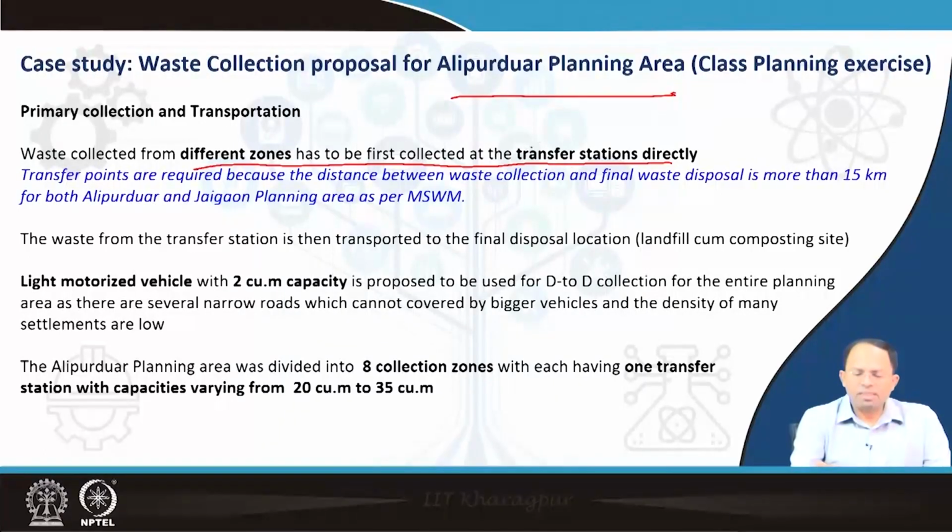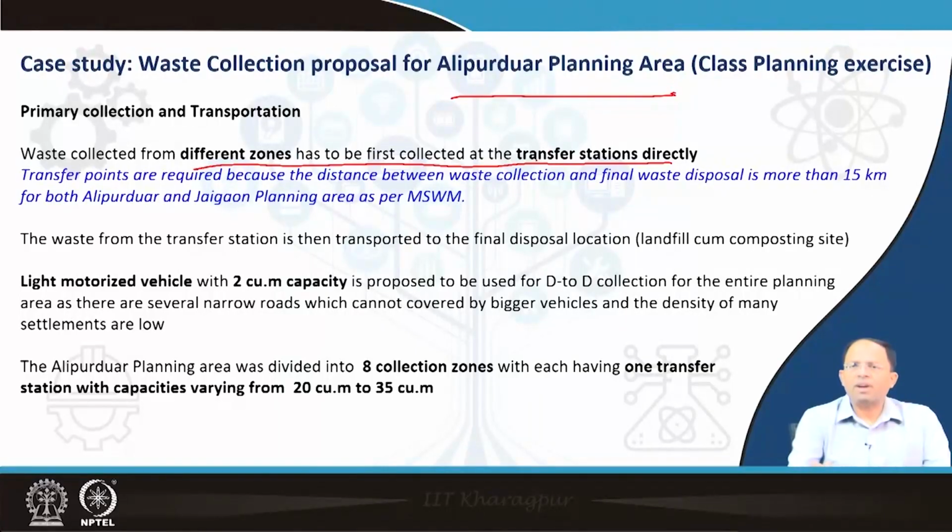Because we are using LCVs, we are directly bringing the waste to transfer stations, and we are not agglomerating the waste at the neighborhood level, right? So we are covering multiple wards, and these LCVs can cover different parts of the ward and directly bring the waste to these transfer stations. That's the beauty of using motorized vehicles. That means they can travel longer distances.